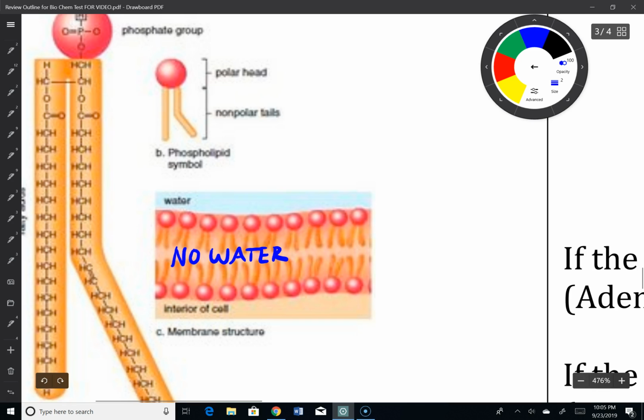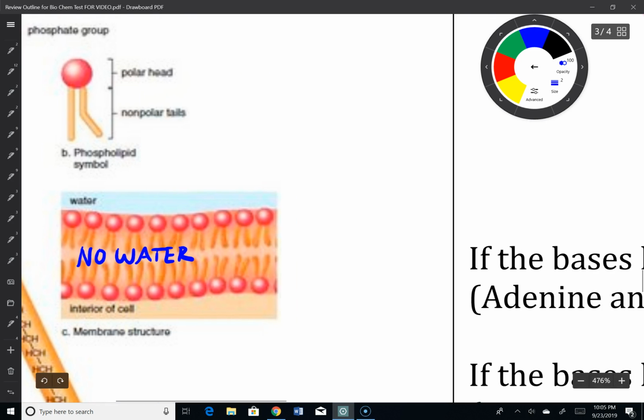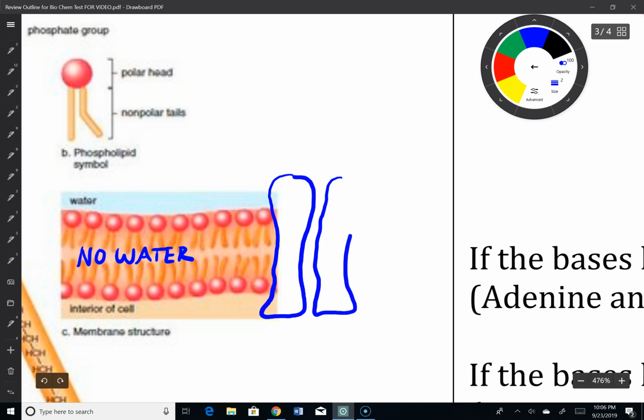That's hydrophobic, so no water. But what if I had a really cool channel protein like, I don't know, something like this? Now, channel proteins are going to allow things to get through the cell membrane that normally wouldn't. So let's go ahead and draw the rest of my lipid bilayer there. And it looks something like that. There's my tails like that.